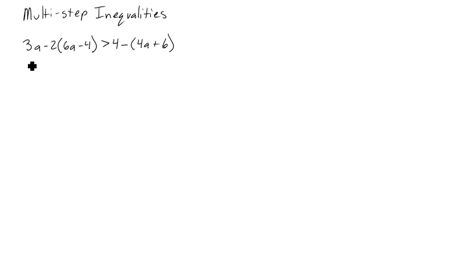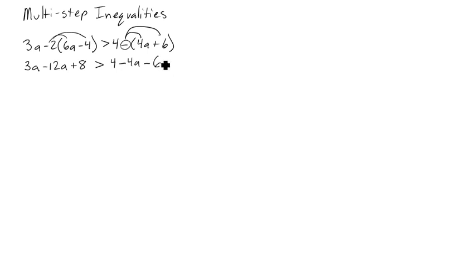So first thing I'm going to do, the 3a is still 3a. This minus 2 is going to get distributed to the 6a and to the negative 4. So negative 2 times 6a would be negative 12a. Negative times the negative would be positive, so 2 times 4 is positive 8. This will be greater than 4. Now here I'm going to distribute the minus. That will be treated as a negative 1. So negative 1 times 4a will be minus 4a, and negative 1 times positive 6 will be minus 6.